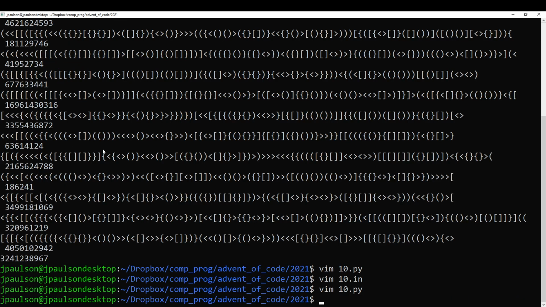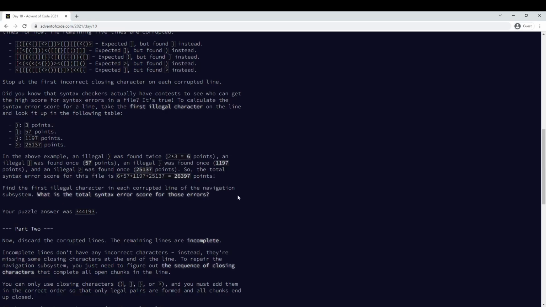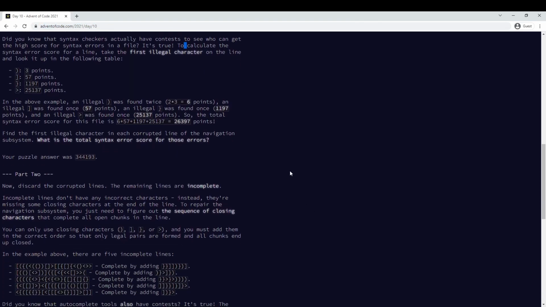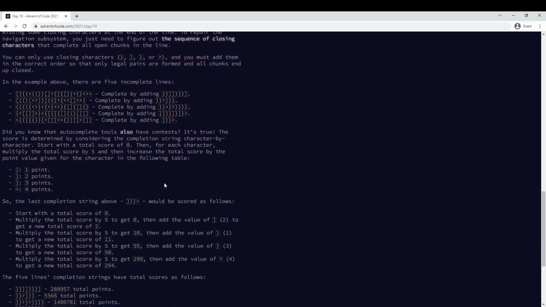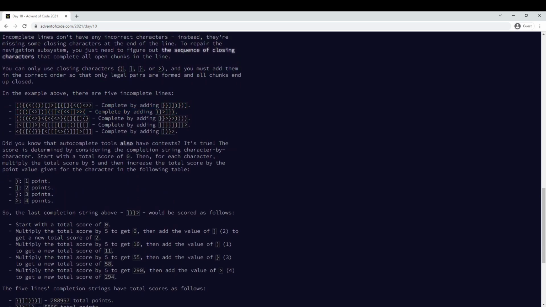And then in part 2, for the ones that were valid so far, we were asked to complete them and figure out a function of the completion. So we complete them, and then we write down the completion as a number in base 5, essentially. Parentheses are the 1 digit, square bracket the 2 digit, then 3 digit, 4 digit. There's no 0.